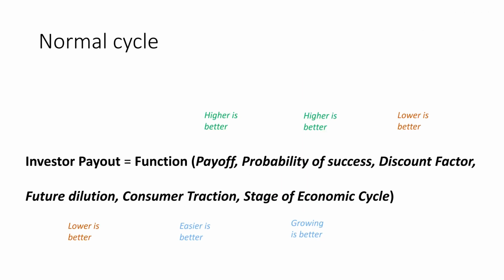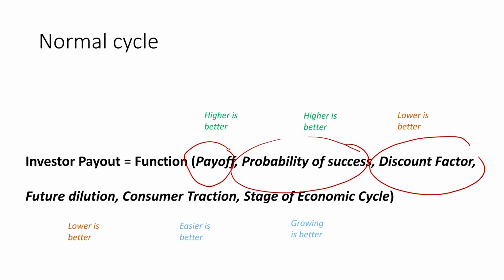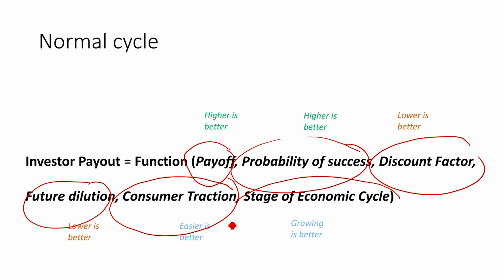Now, in a normal cycle, investor payout is a function of a number of parameters. The first is payout, right? If and when we do everything that needs to be done and we hit an exit, what's the amount of payoff we'll receive as investors? The second is probability of success. The third is the discount factor, your IRR or hurdle rate. Fourth is future dilution. How much more capital do we need to raise? Fifth is consumer traction. How easy is it to get consumers to come and buy a product? And the sixth item is the stage of the economic cycle. Where are we?